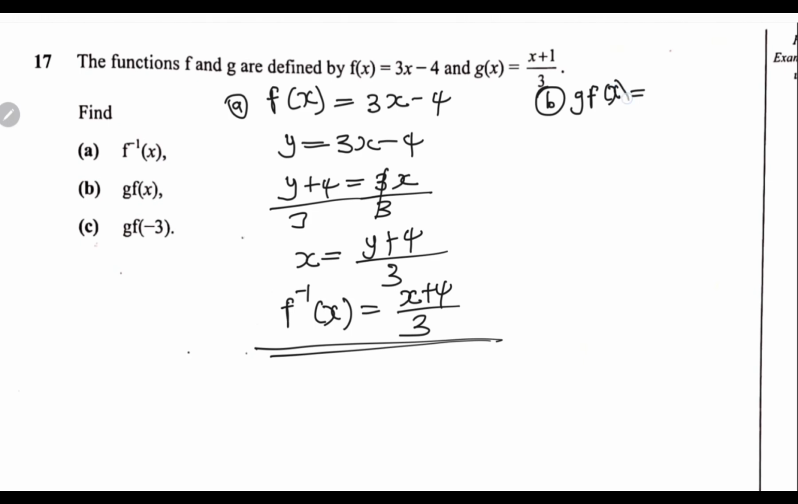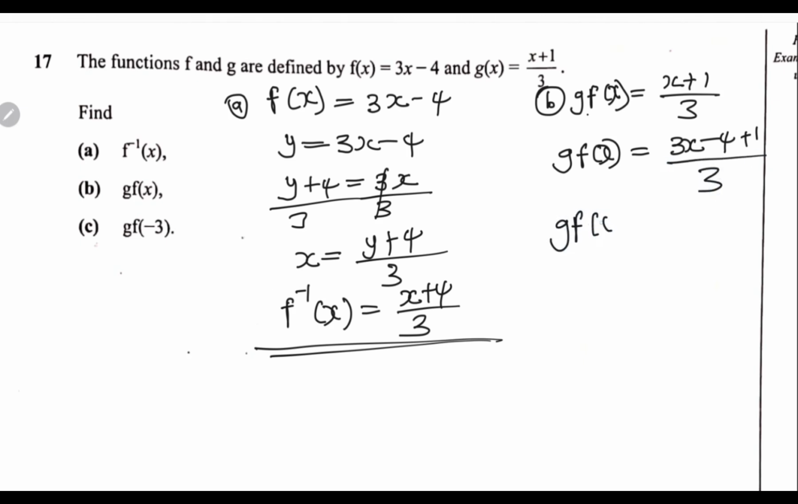So I'll write the first function, which is the g function, which is x plus 1 over 3. Now we are told in the g function, we substitute the f function. So this is going to be gf of x is equal to, where there is x, we are substituting the f function. So this x is going to be 3x minus 4, then plus 1 over 3. And gf of x is simply going to be 3x then minus 3 over 3.